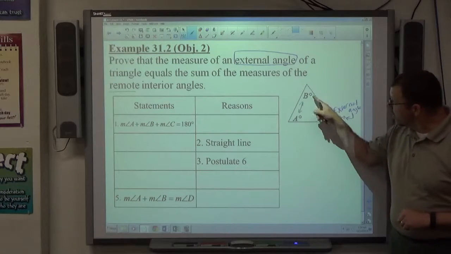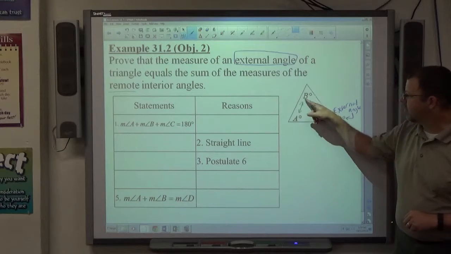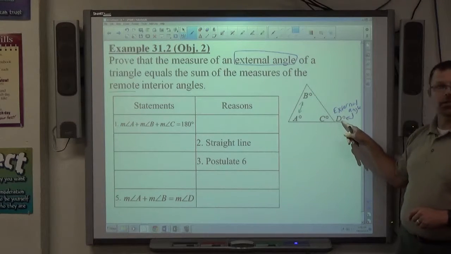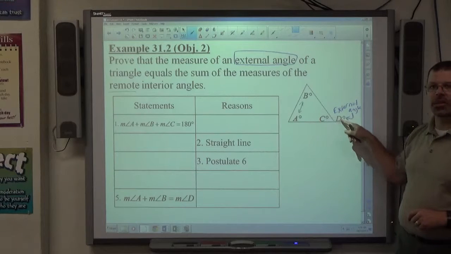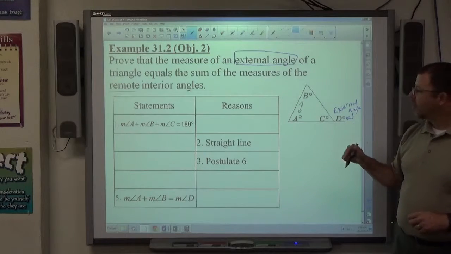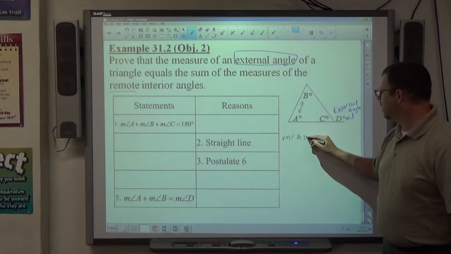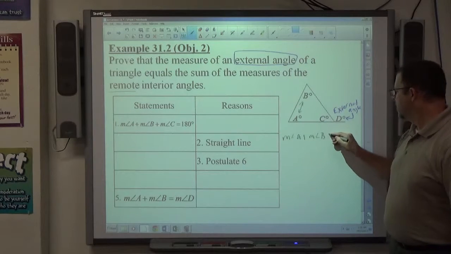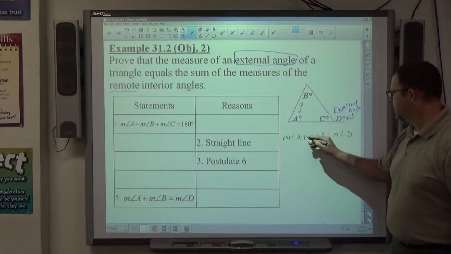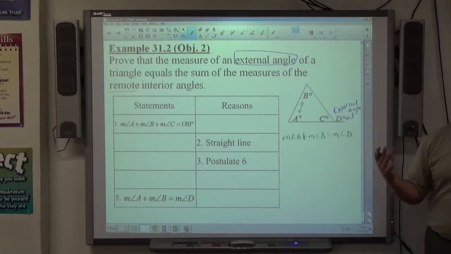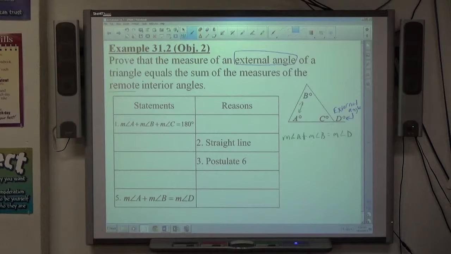Alright, so if we're looking at interior angles A, B, and C, the remote interior angles are the ones that are far away from angle D. So angle D is right next to angle C, but A and B are far away. So what we're trying to prove here is that angle A plus angle B is equal to angle D. That is a fact. That actually is true, but we need to prove it. That's not something that's just a postulate truth. It's not obvious that they're the same. All right, but we have to prove it.